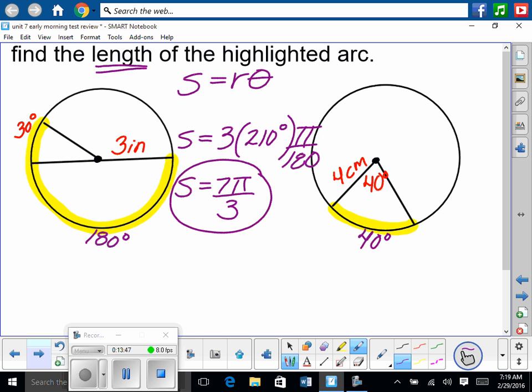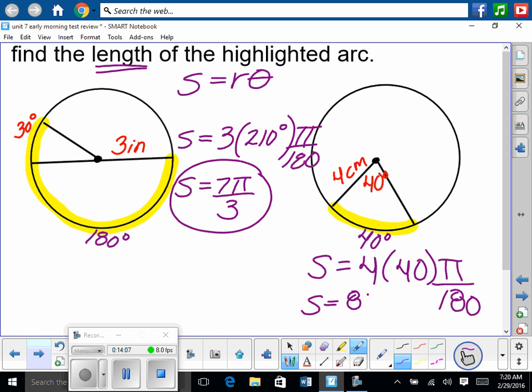Everybody? So then we know s is equal to our radius, 4, times theta, which is 40. We'll change it to radians, so multiply by pi over 180. Go, type it in. So 4 times 40 divided by 180, change it back to a fraction. Yep, 8 pi/9. That's the physical length of that arc.